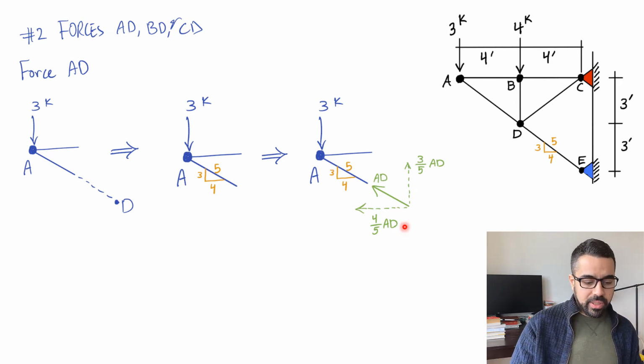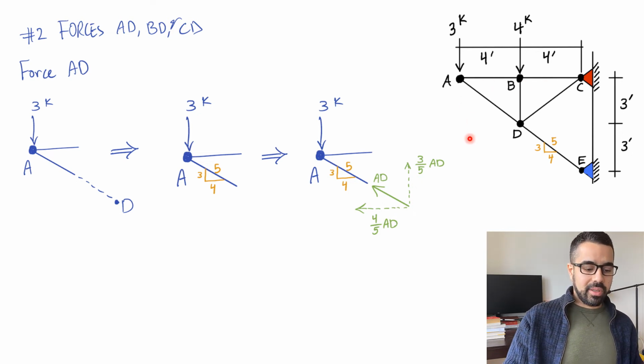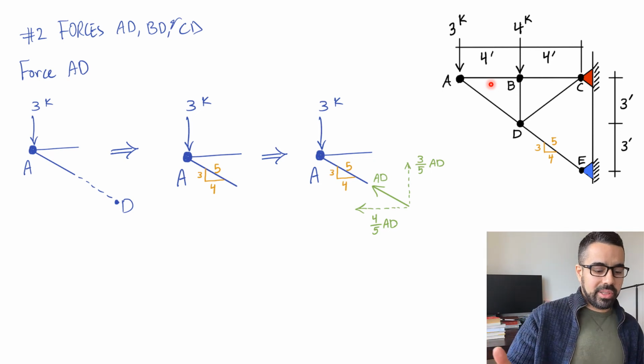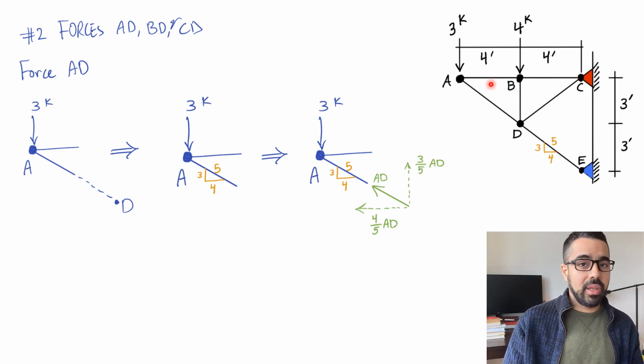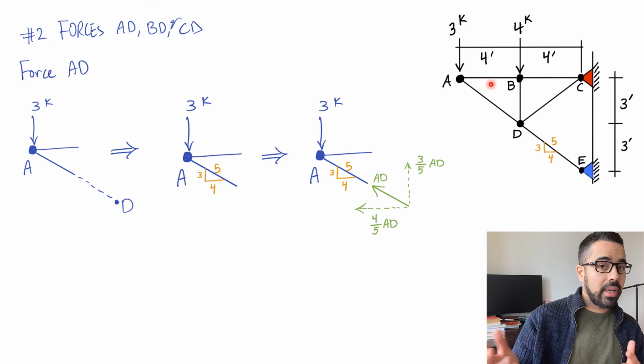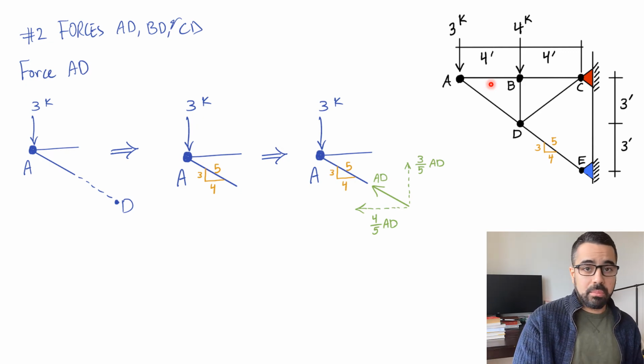Why? Just because there's this component, we don't know AD now. We're trying to find that. And then there is another member here, AB, which is this one. We don't know that. So in order to find AD, we have to find AB. That would make it a little bit longer procedure. We don't want to do that. We can go with the vertical, though, summation Fy, and we can find the force in member AD.